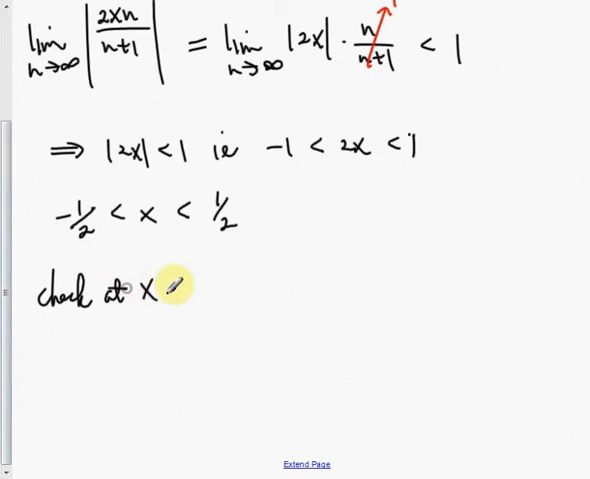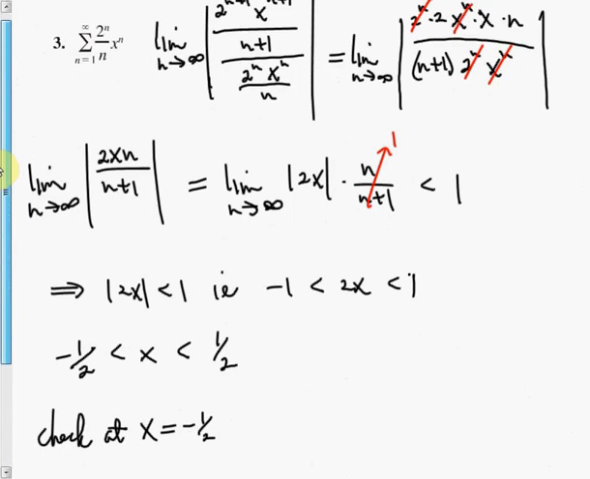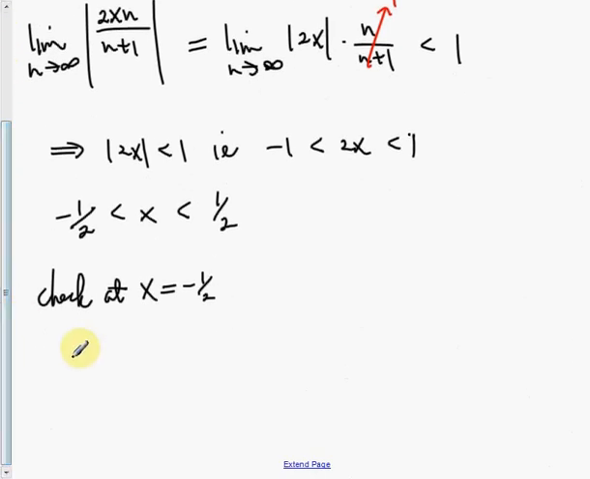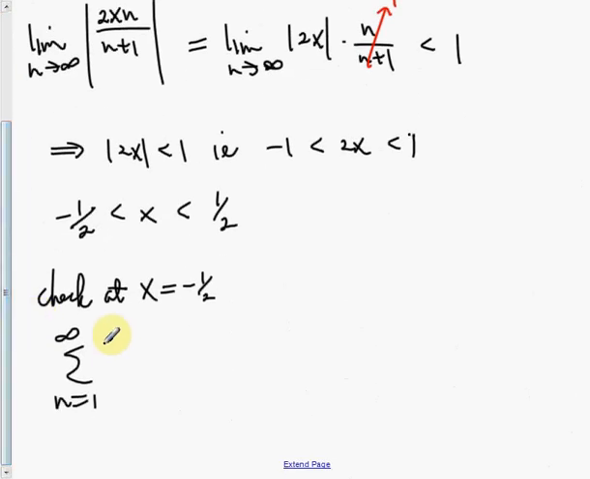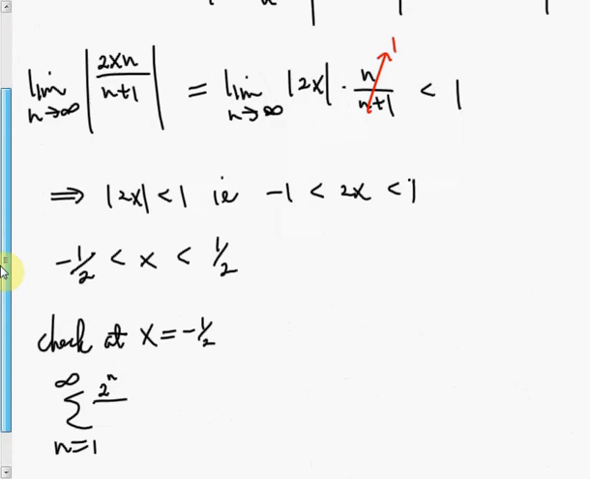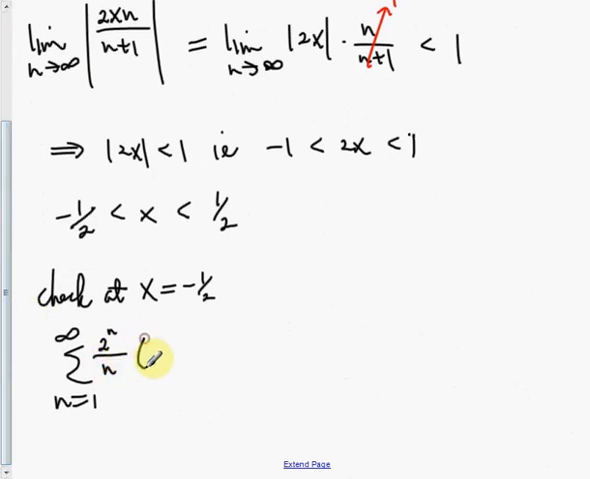Check at x equal to negative 1/2. So we go to the problem. We have here the summation as n goes from 1 to infinity of 2n divided by n, and then it's x to the n, where x is negative 1/2 to the n.